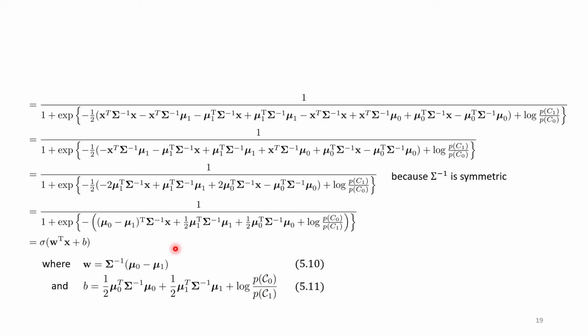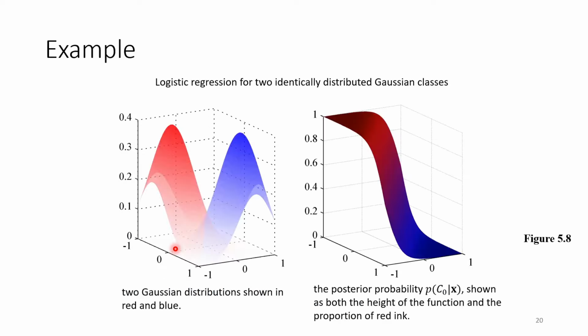And the author of our textbook gives us an example. Suppose there are two Gaussian distributions in the two-dimensional space. The probabilities of them are shown in red and blue, I should say, bell shape.